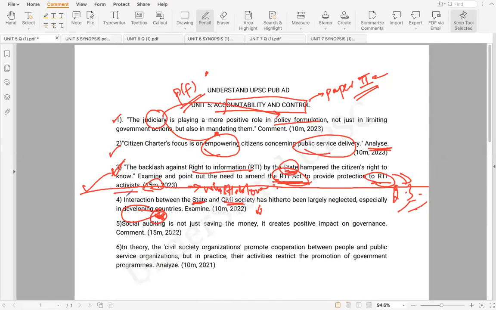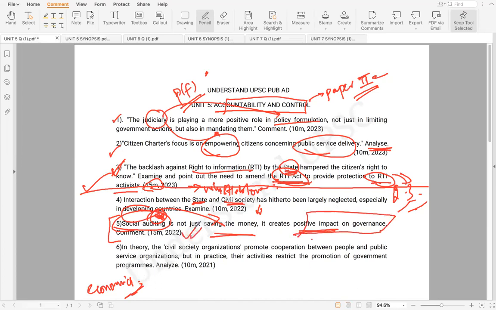The next question is on social auditing. Social auditing is not just saving the money, it creates a positive impact on governance. For social audit, you have to talk about how it is majorly in terms of economics, in terms of saving of resources. However, not only just this, but it has a larger goal, which is a positive impact on governance overall.